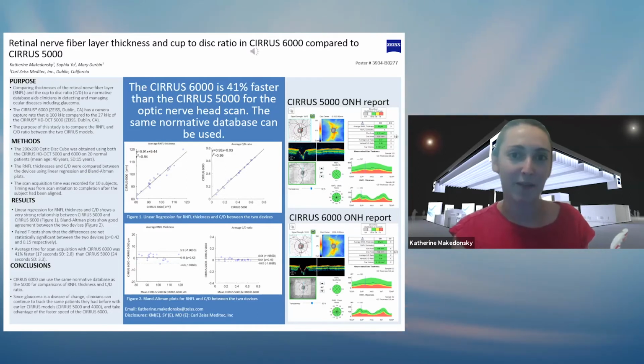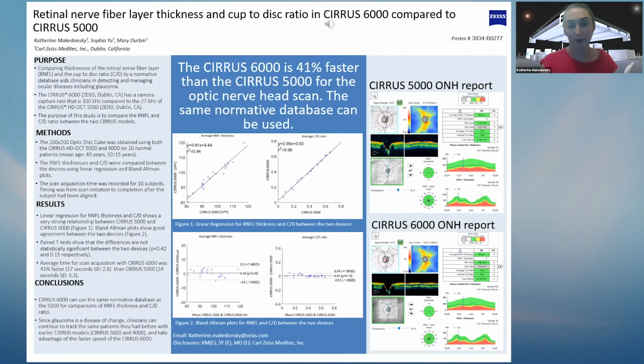Hi, my name is Dr. Catherine Makedonsky, and I'm a clinician that works for Carl Zeiss Meditec. Today I'll be talking about the retinal nerve fiber layer and the cup to disc ratio and how it compares between the CIRRUS 6000 and the CIRRUS 5000.